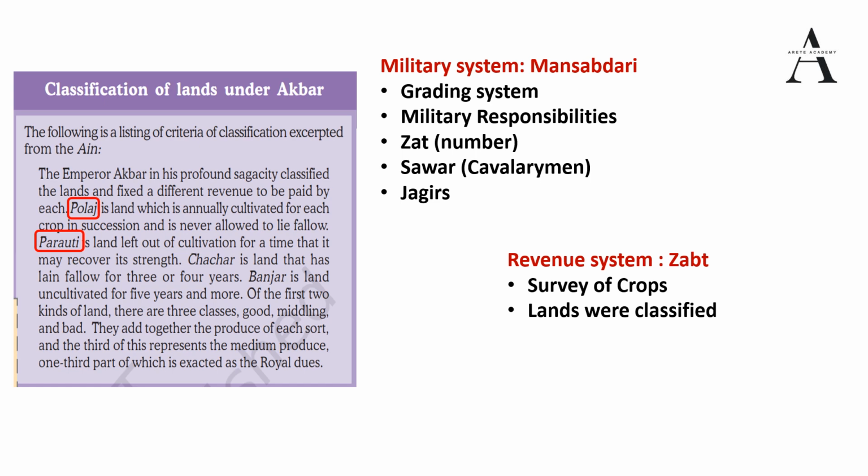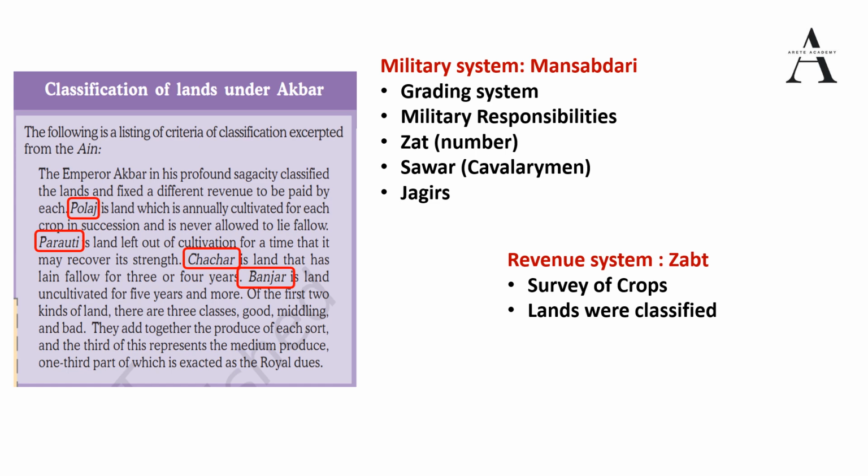But on the other hand, we have Parauti. Parauti means the land after cultivation was left for some time to recover its strength. Next we have Chachar. It is the land which was left fallow for 3 to 4 years. Next was Banjar. It was land uncultivated for 5 years or more. Okay, so this was classified on the basis of how good or bad the land is, and they used to collect the revenue accordingly.